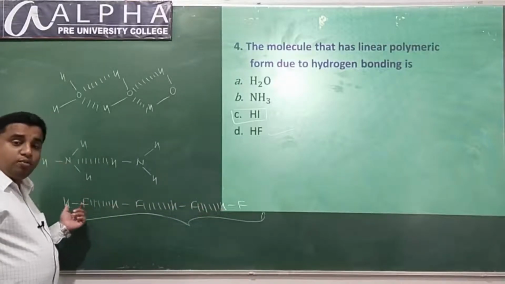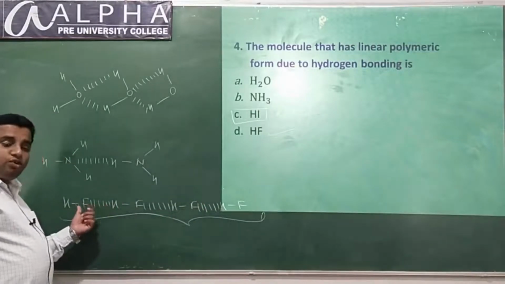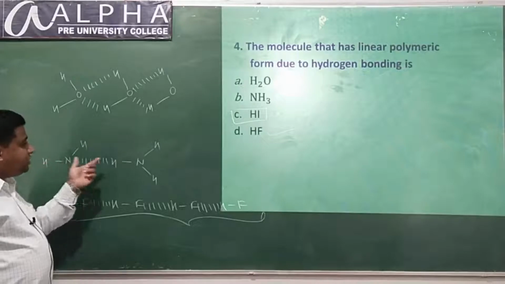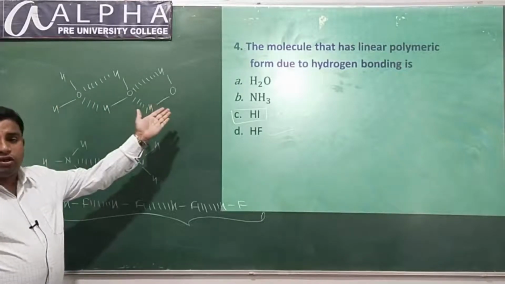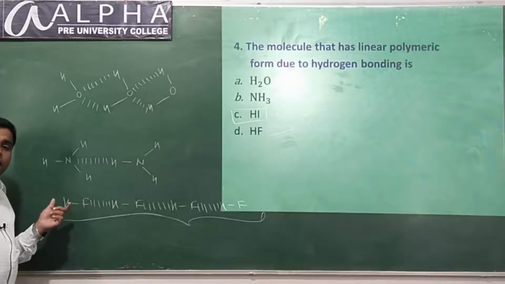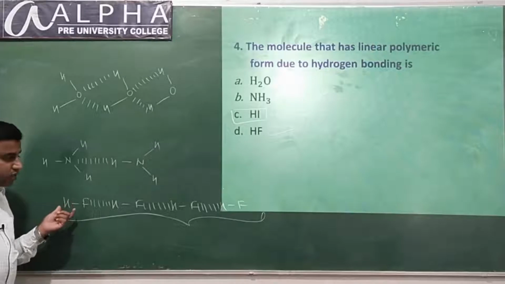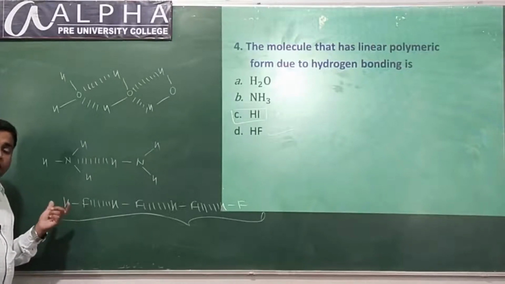Do you know why the molecule is a straight chain? Because of the formation of what? Hydrogen bond between fluorine and hydrogen. Well, this other one is branched. You can clearly observe it is all branched. It's not a straight chain molecule. The only linear polymeric form is what? It is hydrogen fluoride. Why does hydrogen fluoride exist in linear polymeric form? It is because of the formation of hydrogen bonding.